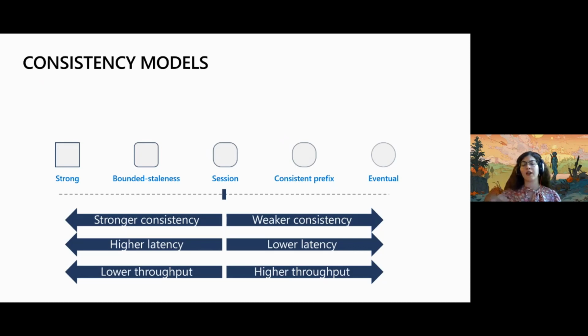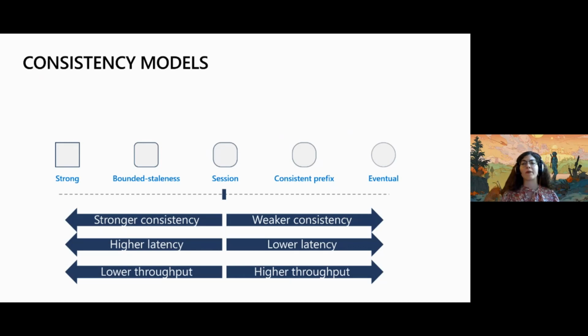Or you are adding items to your basket and you are able to see your basket. This is your session consistency. The eventual consistency means that the data will be eventually replicated across the nodes, and there is no guarantee for the order of reading them.